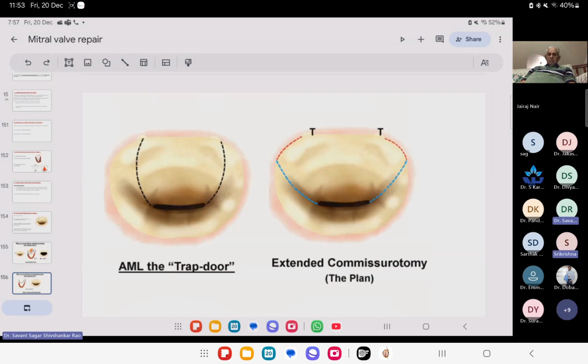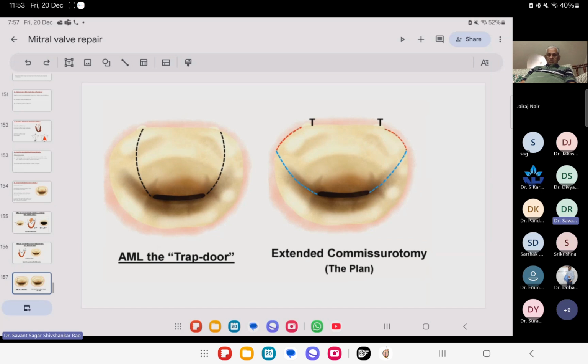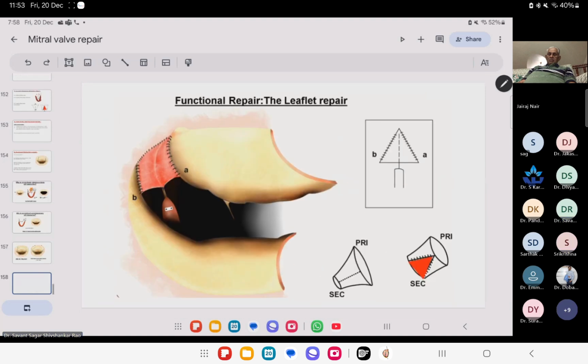So for this, we have to resect the commissure as shown in the dotted line on the right side, which will give us a maximum area of orifice. That is called extended commissurotomy. After doing extended commissurotomy, we have to close the commissure with a pericardial patch anteriorly in the anterior mitral leaflet, then continuing it to the annulus, then on the posterior mitral leaflet, which is supported by the CV5 suture as described by the author.